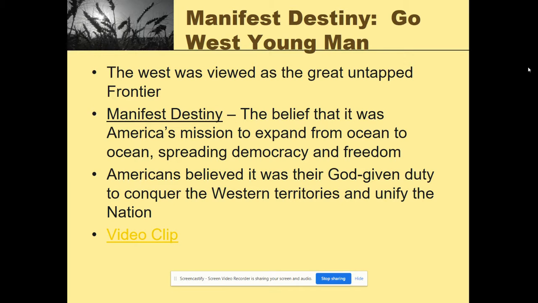And it gets to be pretty violent and hostile. Native Americans are seen as being in the way of all of that. And in order to conquer those Western territories and unify, quote unquote, under one nation, they moved those people out of the way, and they did it brutally by moving them onto reservations and basically taking away their way to make a living.